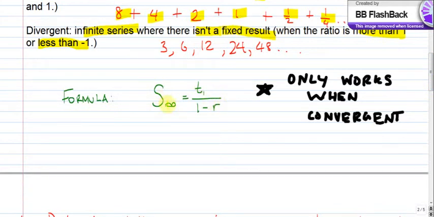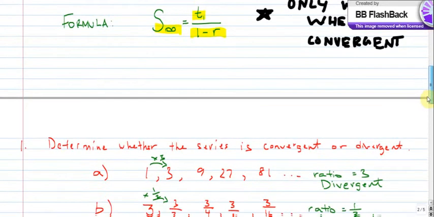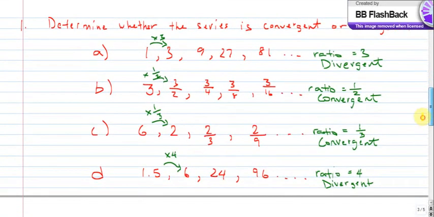This is the formula you use. The sum of infinite terms is equal to the first term, t1, all over 1 minus r. r is the ratio. And this only works when it's convergent. Let's go to our first problem.